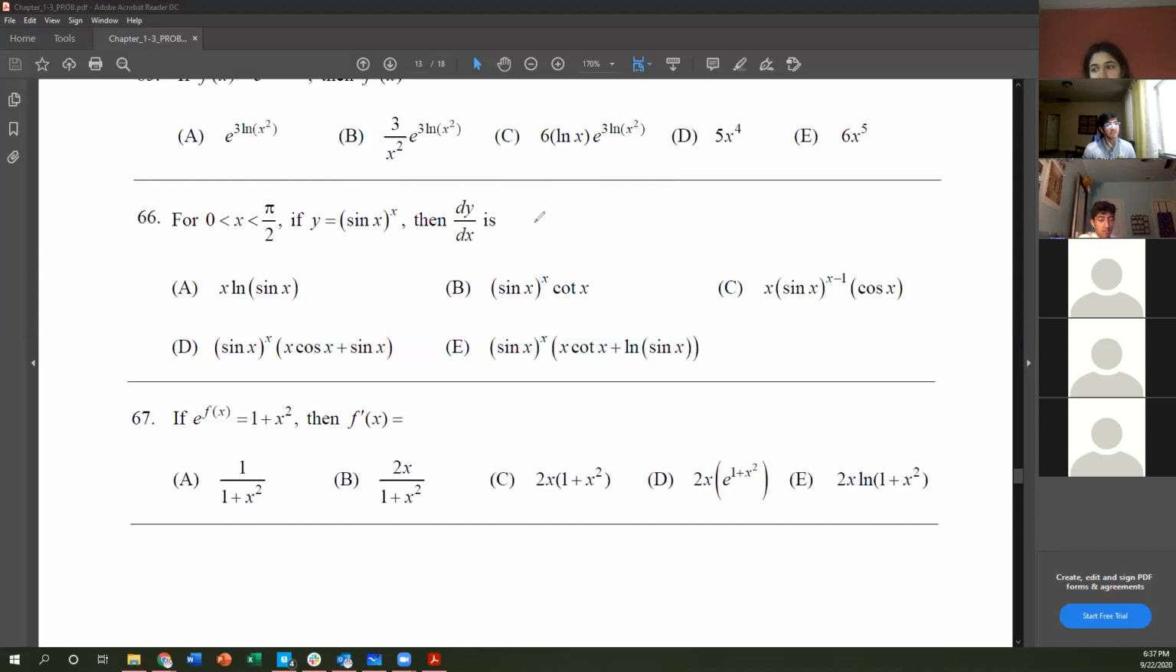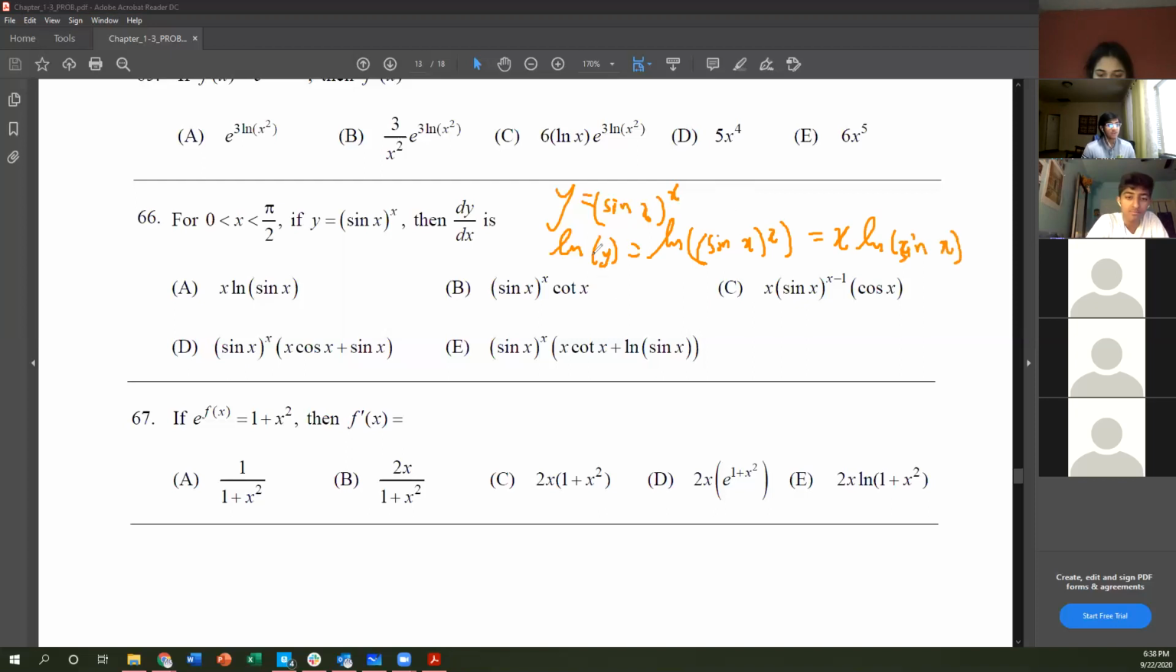So what I'm going to do is, for y equals sine of x to the x power, I'm going to take the natural log of both sides. Natural log of y equals natural log of sine of x to the x power. Now, the special thing about logarithms is if I have an exponent, I can bring this exponent out front. This is equal to x times the natural log of sine of x.